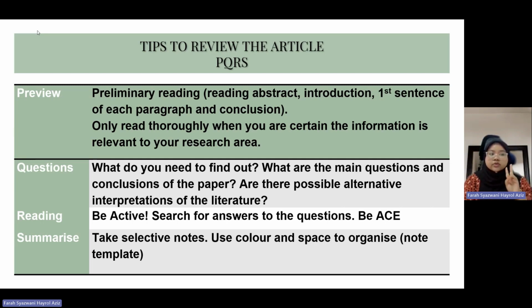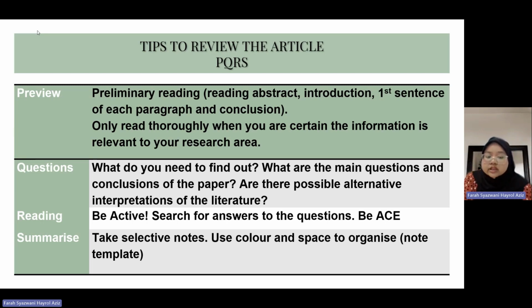Okay, second tip is for you to question. Next you need to know what you need to find out. What are the main questions and main conclusions of the paper? Are there any possible alternative interpretations of the literature? Next step is R, reading. Be active. You have to search for answers to the questions. And S is summarize.